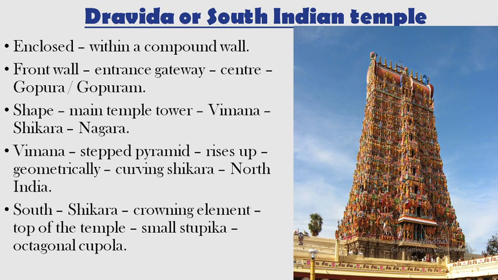The shape of the main temple tower is known as Vimana, or Shikara in Nagara style. The Vimana is like a stepped pyramid that rises up geometrically rather than the curving Shikara of North India. In South India, the word Shikara is used only for the crowning element at the top of the temple, which is usually shaped like a small stupika or an octagonal cupola. This is equivalent to the Amalaka or Kalasha of the North Indian temples.